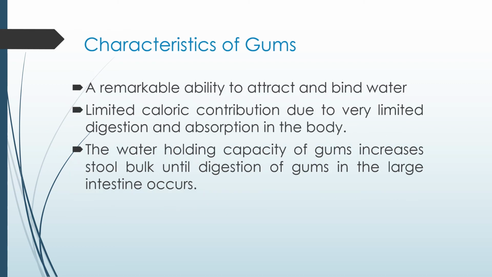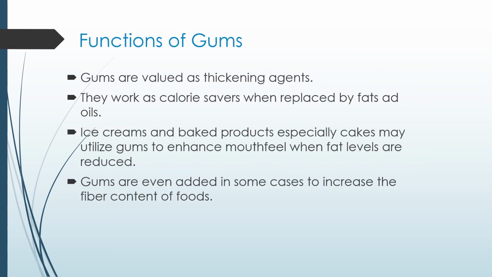What are the characteristics of gums? Remarkable ability to attract and bind water, limited caloric contribution due to very limited digestion and absorption in the body. The water holding capacity of gums increases stool bulk until digestion of gums in the large intestine occurs. So these are the three prominent characteristics of gums.